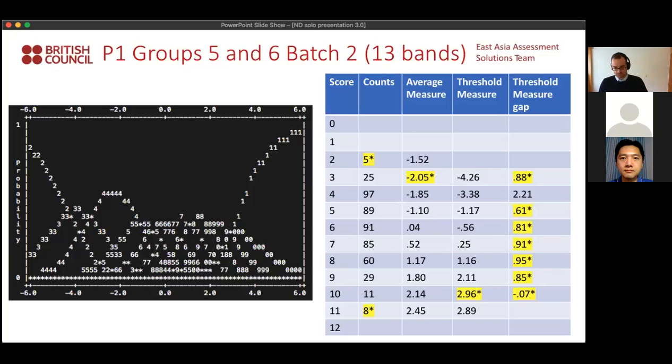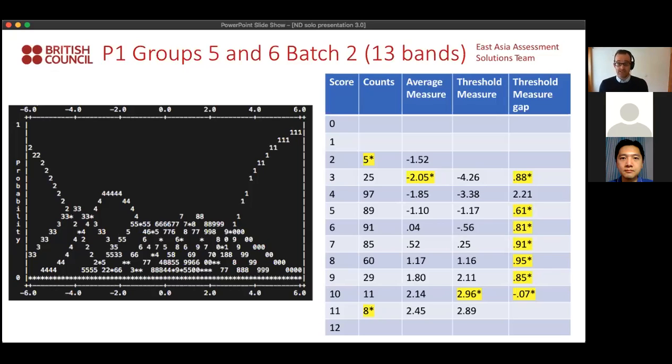The counts of bands 2 and 11 are below the recommended threshold. As you will see, this is the case for all of the groups and batches analysed. In-depth discussion of this problem is beyond the scope of today's presentation. However, for those who are interested, I will be explaining our strategy for dealing with this problem in Trevor, Jan, and my presentation tomorrow afternoon. In terms of average measures, if we look at this column, we can see that they do not always increase in number order.